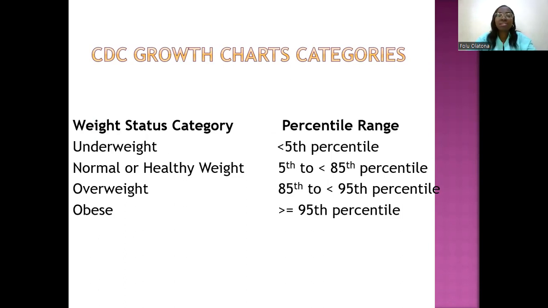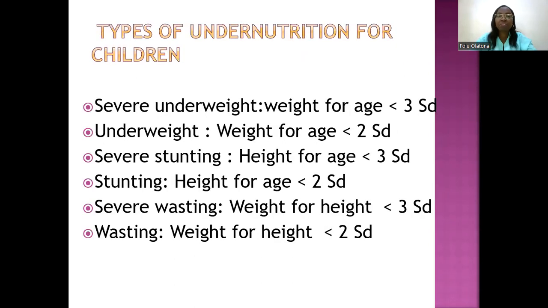The CDC growth charts, the weight status category are as follows: underweight, less than 5th percentile; normal or healthy weight, 5th to 85th percentile; overweight, 85th to 95th percentile; obese, above 95th percentile. What are the types of undernutrition in children? You know, in children, we don't just talk about underweight, overweight. No, it doesn't stop at that. For children, we are considering many things.